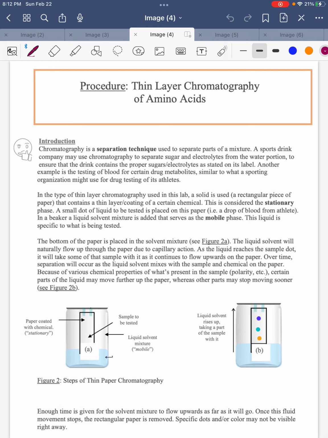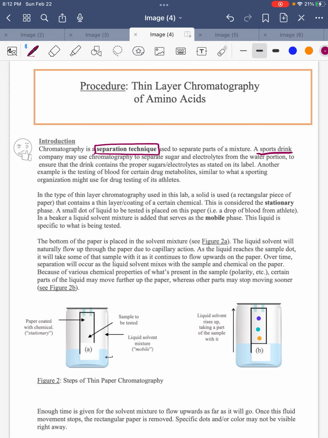Chromatography is a separation technique. In the world of chemistry, every chemist knows all about chromatography. In its simplistic form, it's a separation technique. And I'll give you some examples. A sports drink.